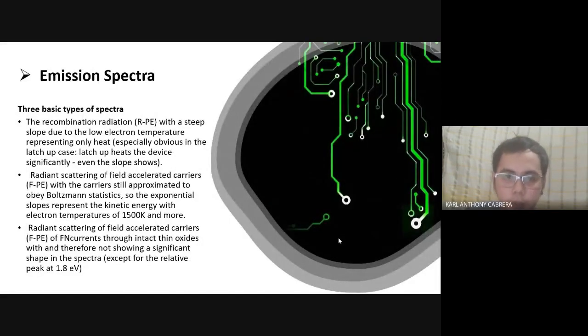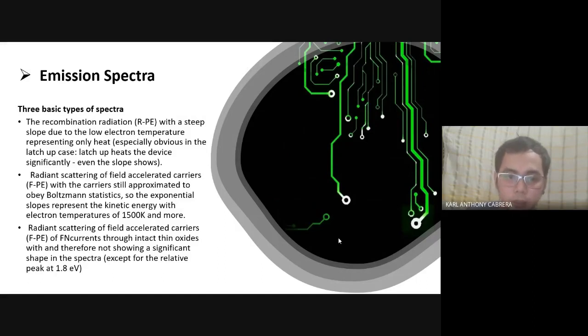Next is the emission spectra. There are three basic types of spectra. The first one is the recombination radiation or RPE with a steep slope due to low electron temperature, representing only heat, especially obvious in the latch up case. Latch up heats the device significantly, even the slope shows.